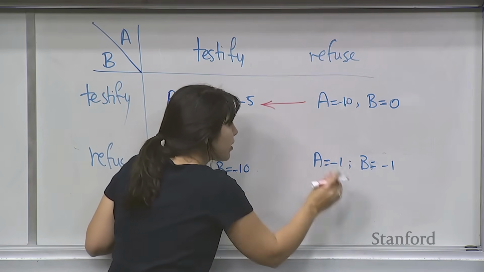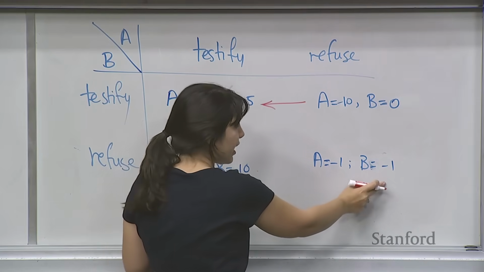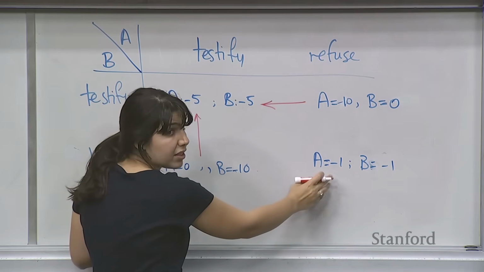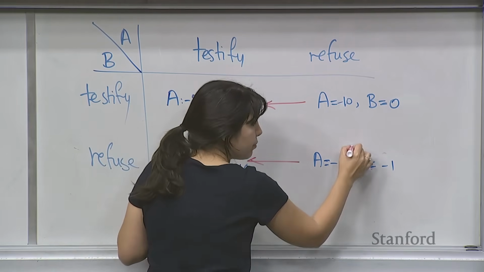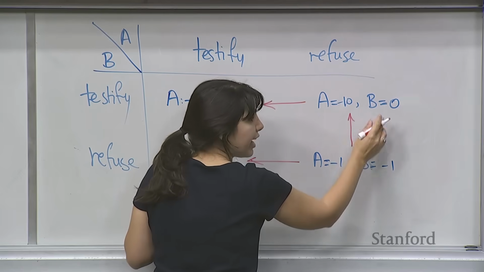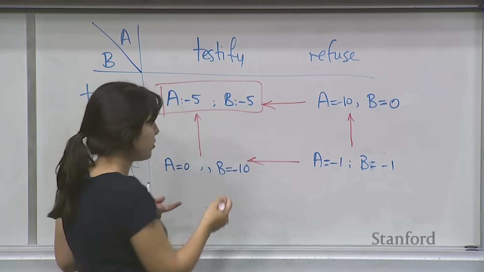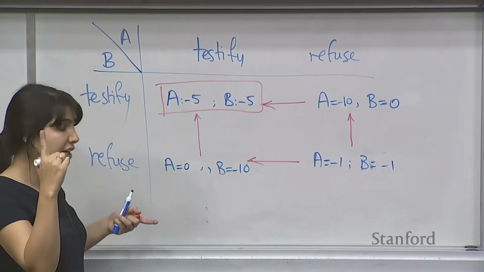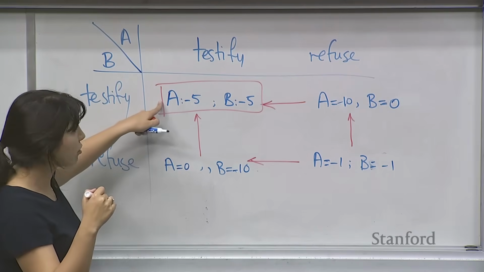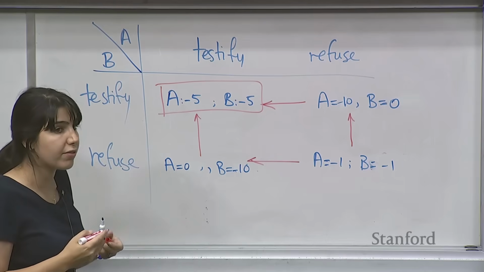Similar thing here. What if you start here? A has 1 year jail, B has 1 year jail. A has an incentive to change this now and gets 0 years jail. B has an incentive to change this and gets 0 years jail. And we end up with this cell where we don't have any incentive to change our strategy. So we have one Nash equilibrium here, and that one Nash equilibrium is both of us testifying and both of us getting 5 years jail.